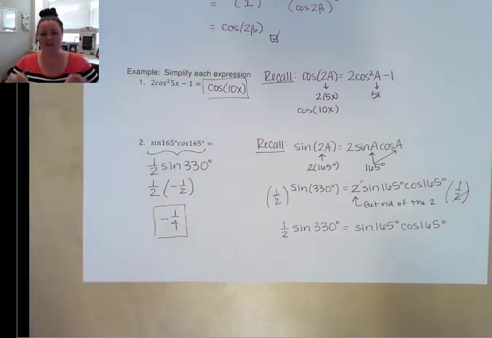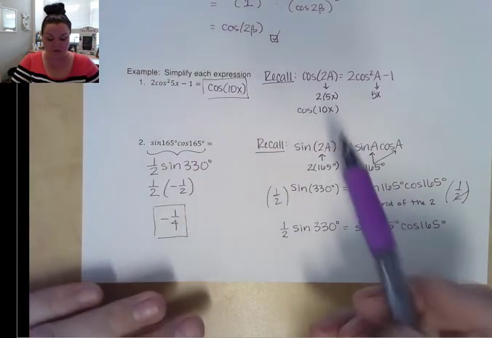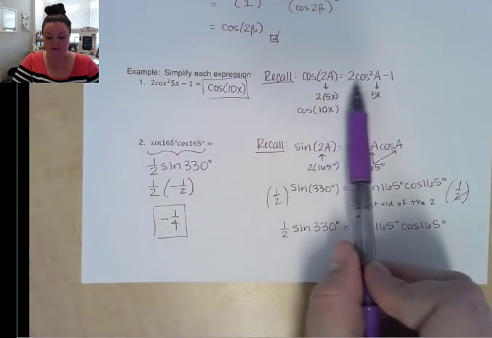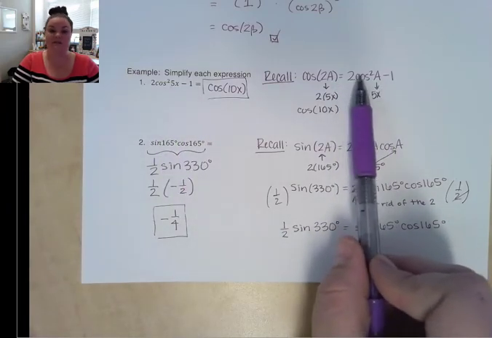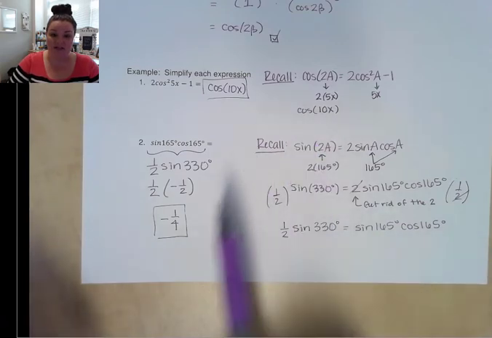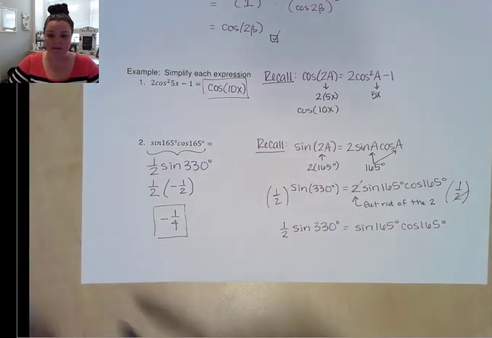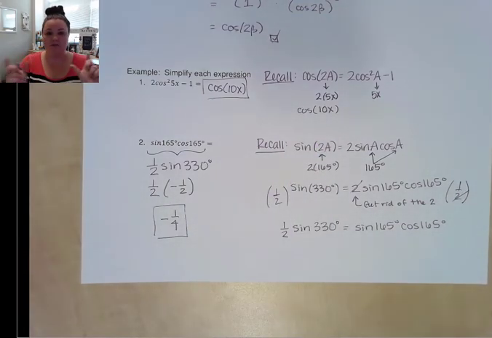Okay. So can you see how on these problems we started with the right-hand side of the formula in order to simplify the left-hand side of the formula? Okay, so we should be able to use these double angle formulas going both directions, right?